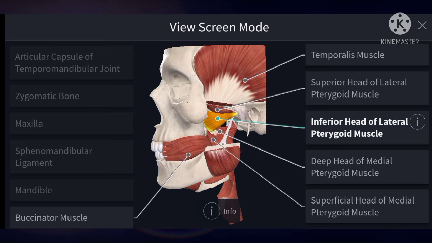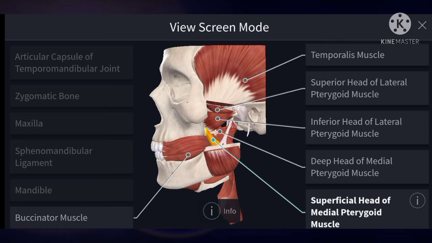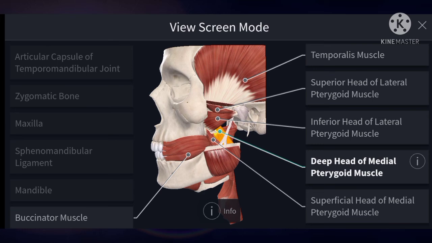And now we will talk about the superficial head of the medial pterygoid muscle. As you can see here clearly, the superficial head of the medial pterygoid muscle arises from the tuberosity of the maxilla and adjoining bone, and the fibers run downward, backward and laterally and get inserted into the rough area on the medial surface of the angle and adjoining ramus of the mandible, below and behind the mandibular foramen and the mylohyoid groove. And now the deep head of the medial pterygoid muscle.